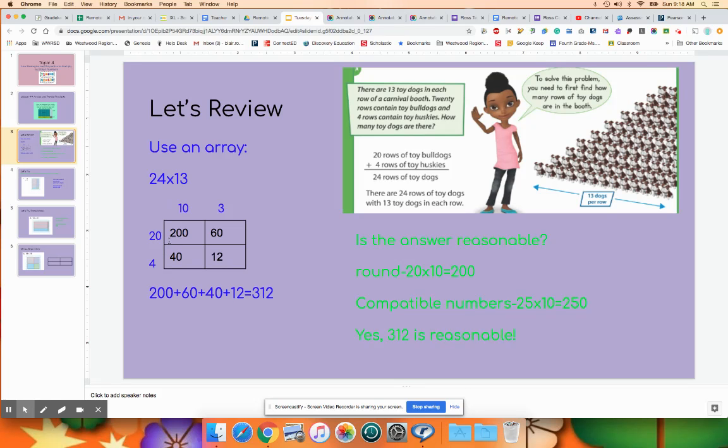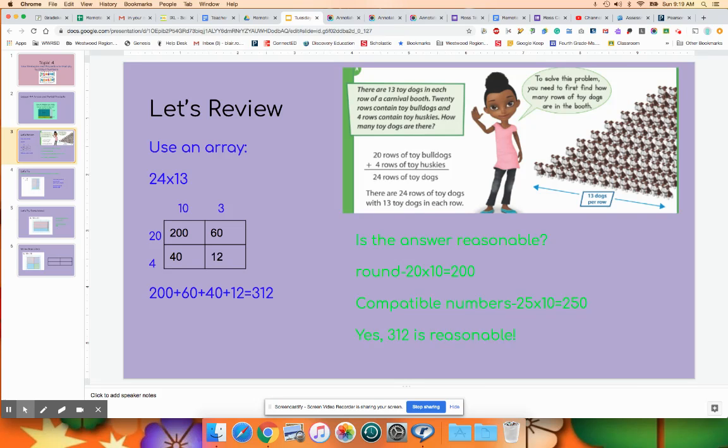So if you remember the box method, I draw my box and I split it into 4 sections. And then I'm going to split apart the 24, 20 and 4. And I'm going to split apart the 10 and the 3. And then I'm just going to multiply. So 20 times 10 gives you 200. 20 times 3 gives you 60. 4 times 10 gives you 40. And 4 times 3 gives you 12. These are your partial products. You would add them all together and get 312.